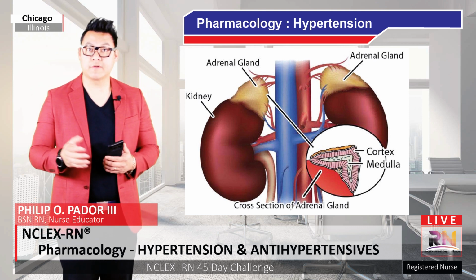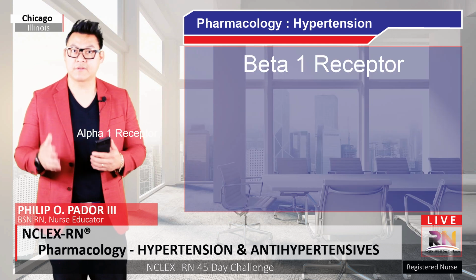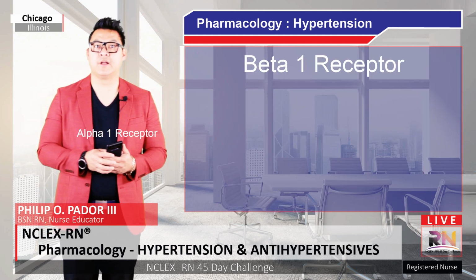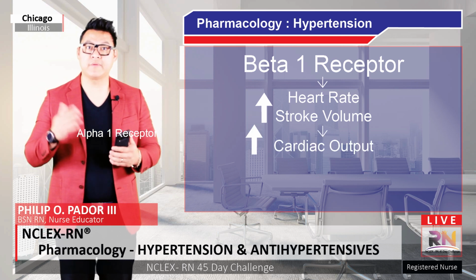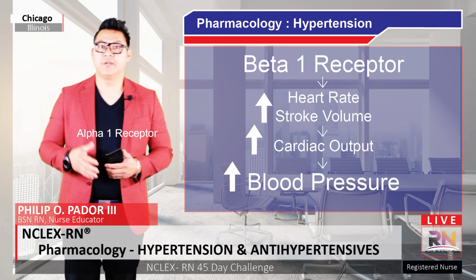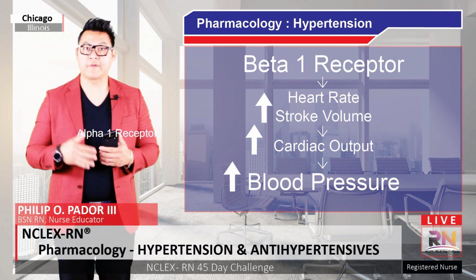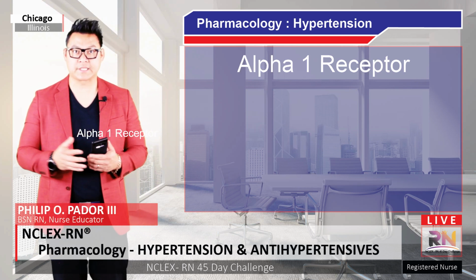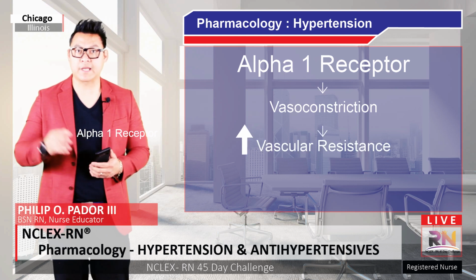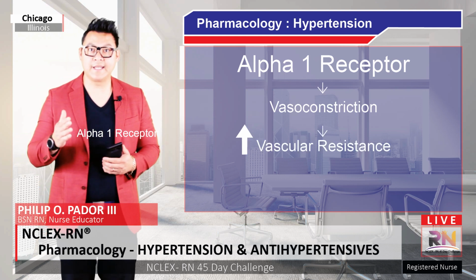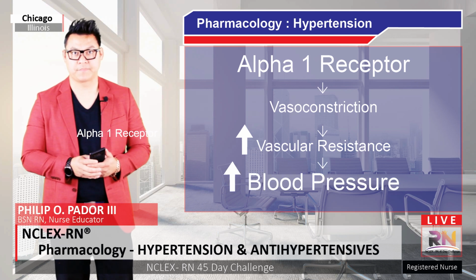So activation of beta-1 receptors causes an increase in heart rate and stroke volume, and thus an increase in cardiac output, which leads to an increase in blood pressure. On the other hand, activation of alpha-1 receptors on smooth muscles causes vasoconstriction and thus an increase in vascular resistance, which again leads to an increase in blood pressure.